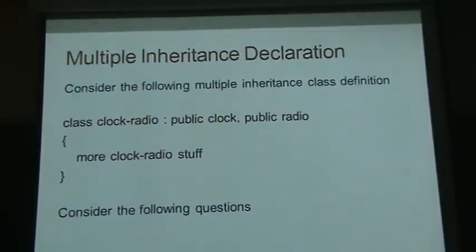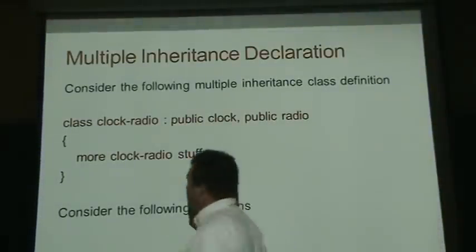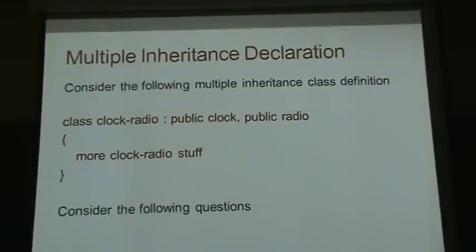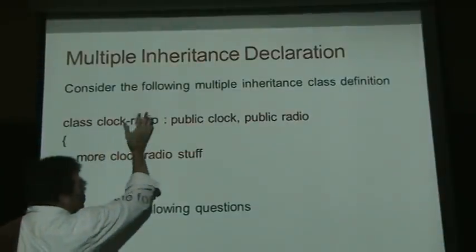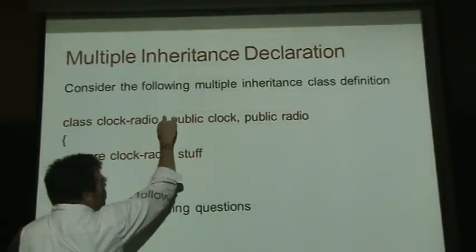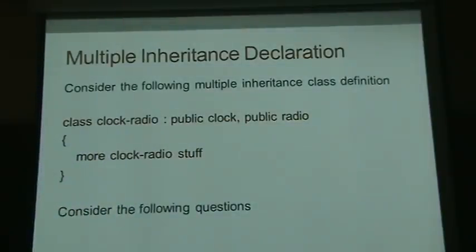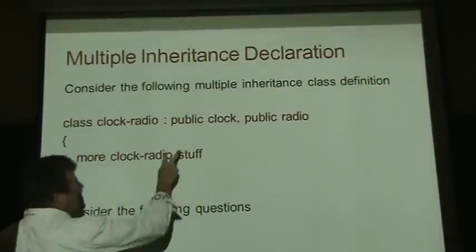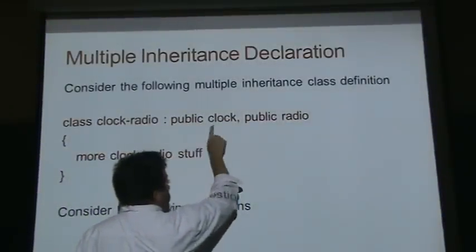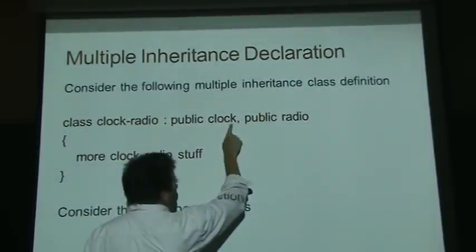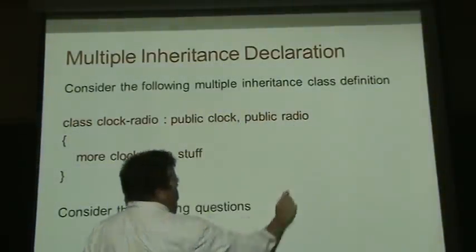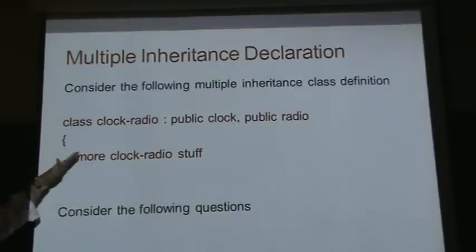But, and I'll throw a few questions up in a second, anyway, the way you would do this in code is, you would say class clock-radio, inheriting, so that's the inherit symbol, publicly. It's kind of nice that Java got rid of that, you gotta keep saying how you're gonna inherit. Publicly, I'm inheriting from clock, and then publicly I'm inheriting from radio. And then I can add more clock radio stuff here.